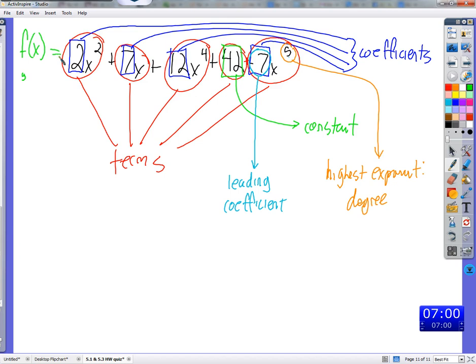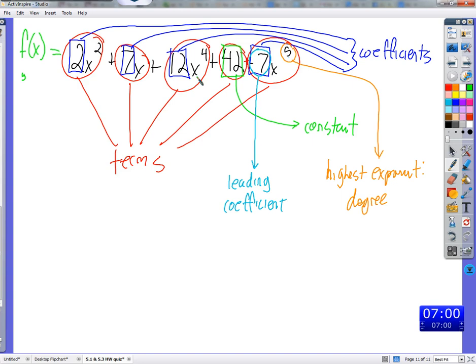But now it's set up so that the understanding is we're going to put in different values of x, and then see what we get for the output, the y value, and kind of track that. That's a polynomial function. So like I said, we're going to plug things in for x and see what comes out for the output, or the y value, or the f of x value. So let's give that a try.